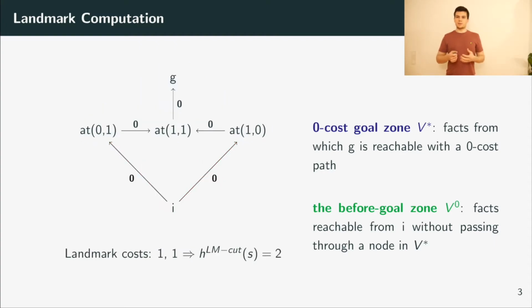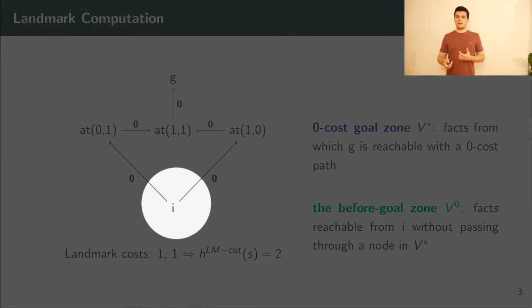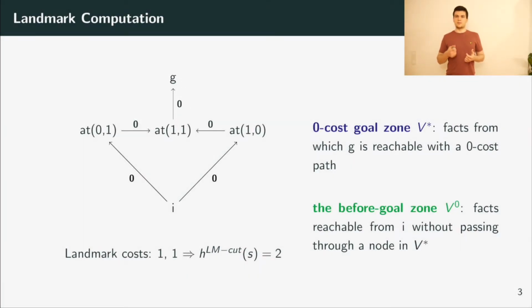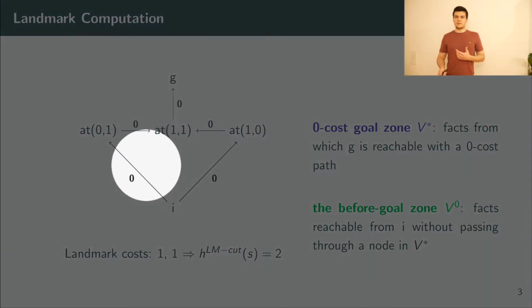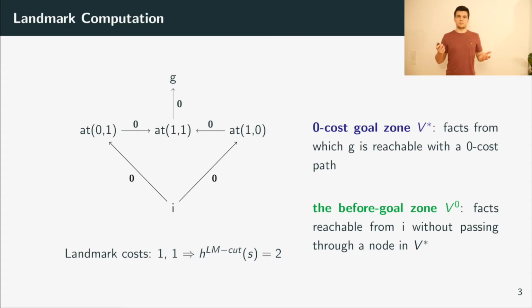And we are done because the stopping condition is when there is a path from I to G, which consists only of zero cost actions, which is the case here. So we can compute lm_cut by adding up all the costs of our cuts. And this is 1 plus 1 and results in 2.